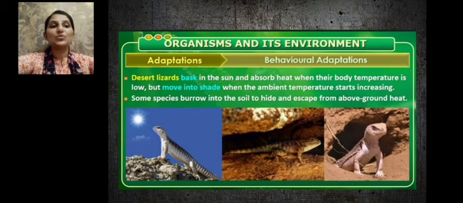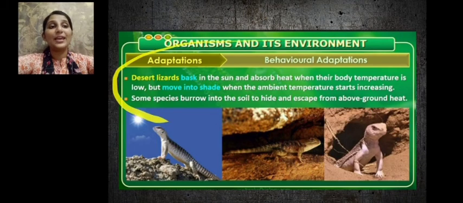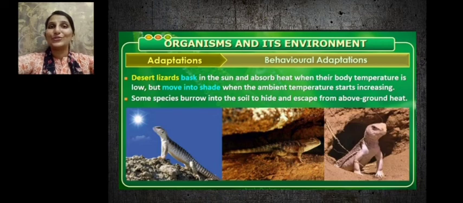Some species burrow inside the soil to escape from the intense heat above ground. So these are certain behavioral adaptations: basking in the sun, moving to the shade, and burrowing in the soil. So these are the adaptations shown by different organisms in order to adapt to the environment. It can be a physiological, biochemical, or behavioral attribute. Thank you.